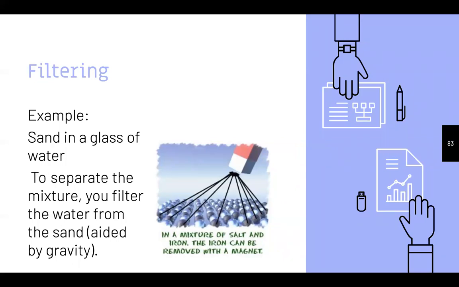Filtration. Example would be sand in a glass of water. Right? How would we filter that to separate the mixture? You would filter the water from the sand, aided by gravity. In a mixture of salt and iron, right? The iron can be removed with a magnet. Just different ways of filtering it out, right? You can think of it, like if you're cooking and you need to filter the water out, you have like those poked holes and you filter it out. It's the same concept.